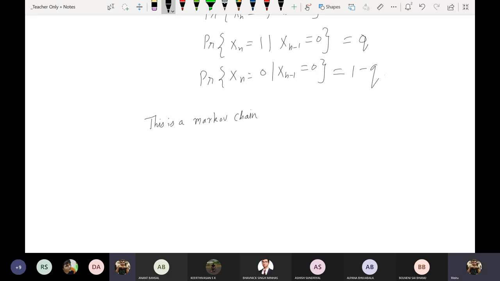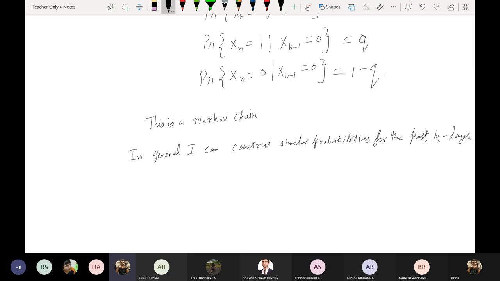And so if it depends on the past 2 days, it will also depend on the probability of raining during the past 2 days. And I can construct such similar probabilities for the past 2 days as well. Yes, sir. Right. Or in general, I can construct similar probabilities for the past 2 days. Fine.